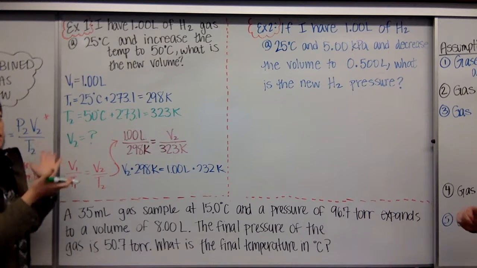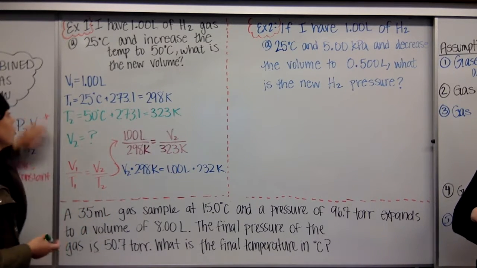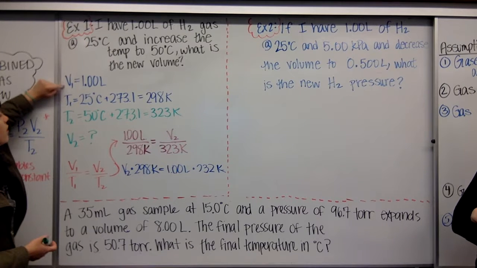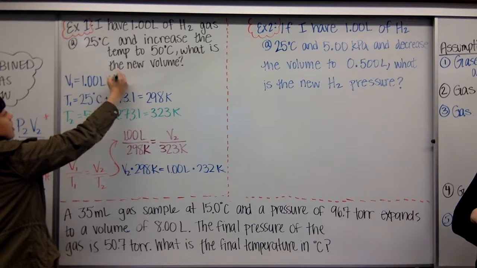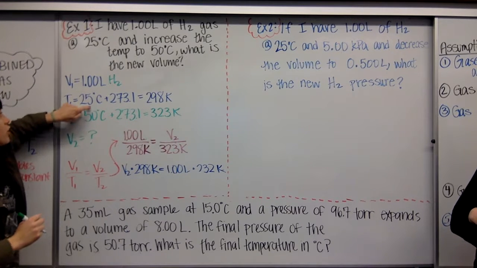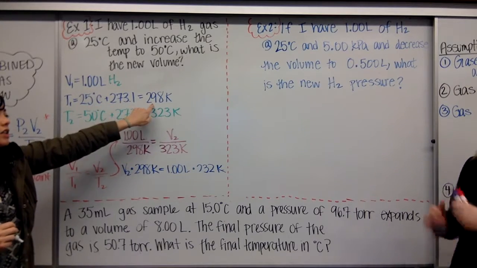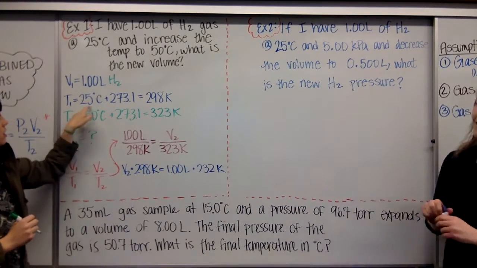So I like to make a variable list, and that's what I like you guys to do in class. So we're going to start with this. Our initial volume is 1.00 liters of hydrogen gas. Our initial temperature is 25 degrees Celsius, but we need to convert that to Kelvin. Notice that there's no decimal place because 25 degrees C has no decimal place.